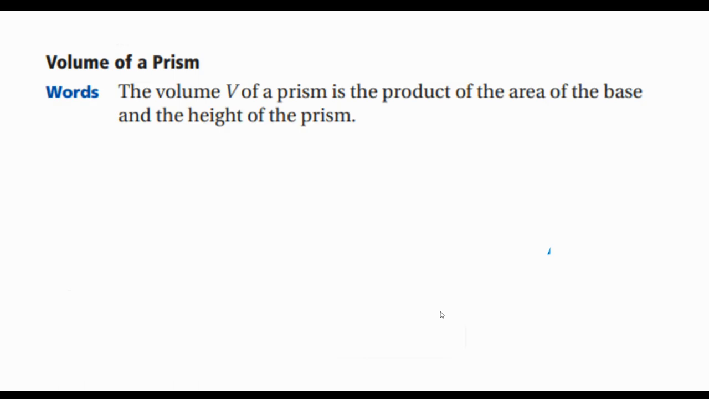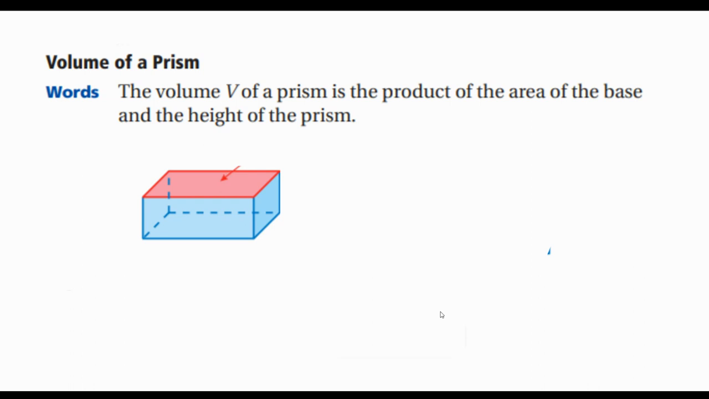We're going to begin talking about volume. Previously we were talking about surface area, so basically what would it take to cover the outside of a shape. Today we're going to talk about how much would it take to fill a shape, or how much space something takes up. That's what volume is. In words, the volume V of a prism is the product of the area of the base and the height of the prism. That's what we're going to be doing today.